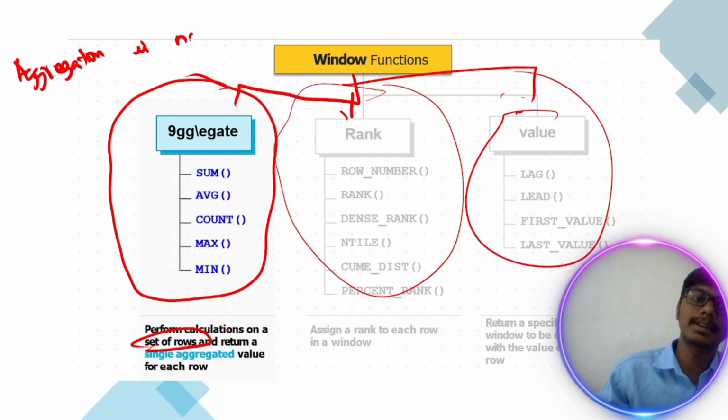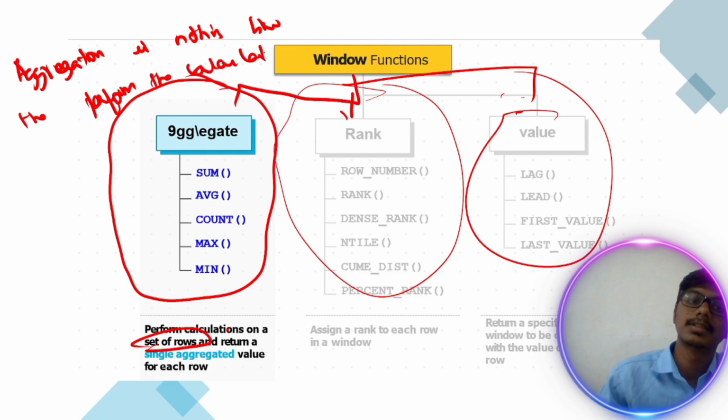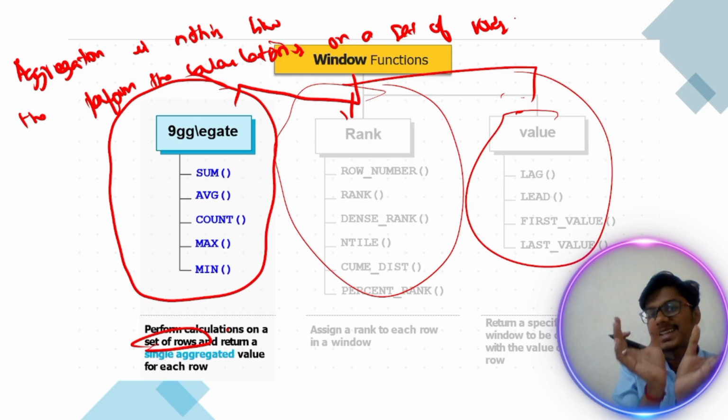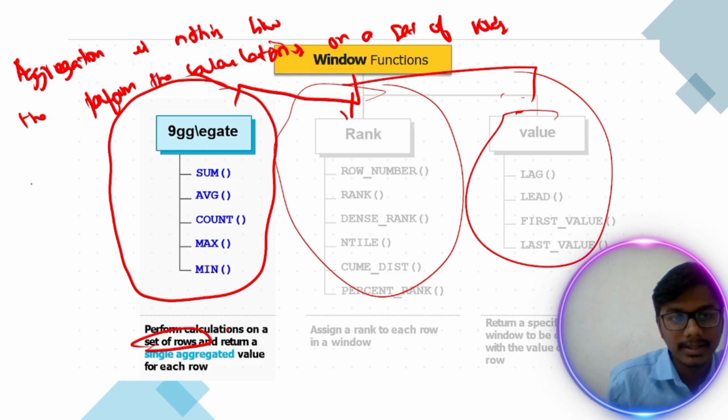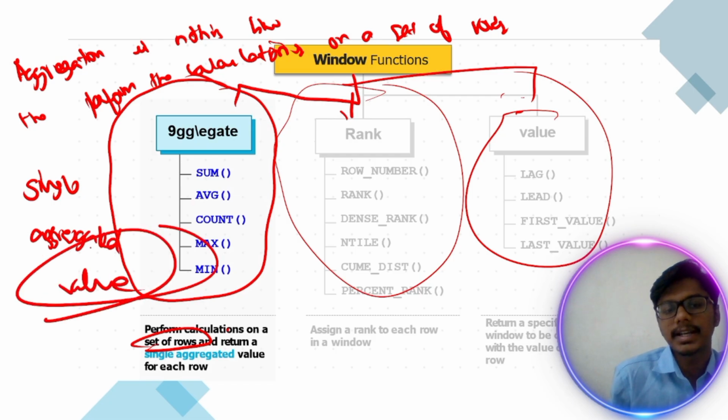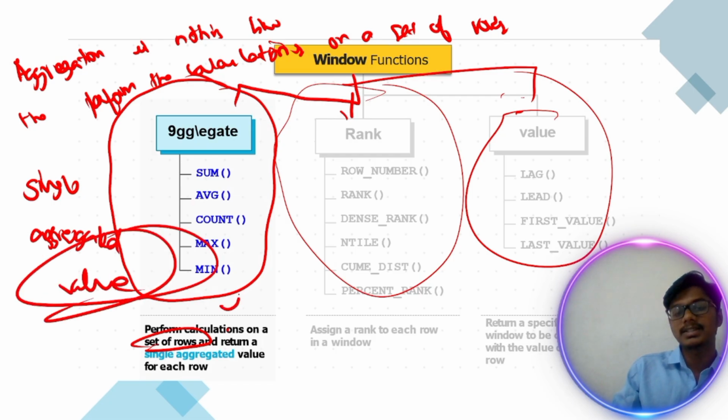Aggregation is nothing but that we want to perform the calculations. That's the main intention. Just note it down, guys. We want to perform the calculations on the set of rows and return a single aggregated value for each row. That's the main intuition of the Windows aggregation functions, right? For each row.